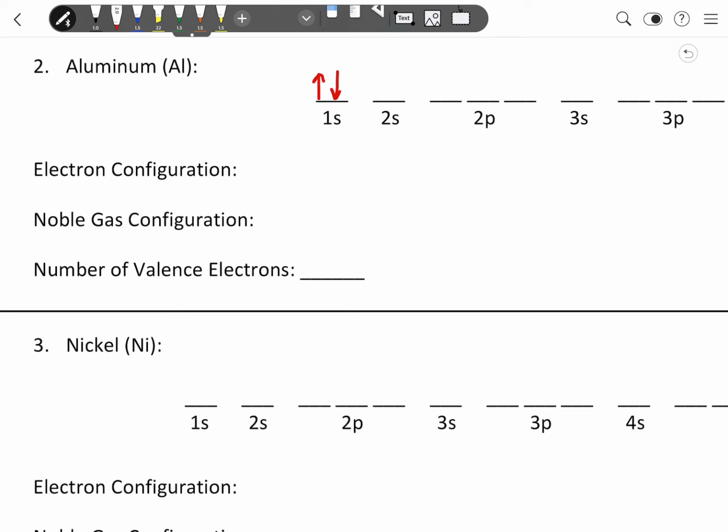So now we're in 2s. How many electrons are here? 2. One in each one, right? So just 2. So how many arrows? 2. One going up, one going down.